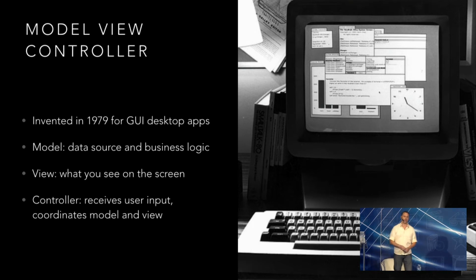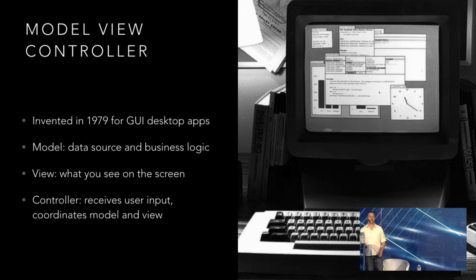Up until that point, everything had been command line, batches, green screen, maybe punch cards, and they needed a way to organize their applications so that their developers could make sense of them. And what Reenskaug came up with was a separation of three concerns. The model, which is all the data source and business logic. The view, which is everything that you see presented on the screen. And the controller, which receives input from the keyboard and the mouse, and then translates that through to the model and the view and tells it to draw things on the screen.